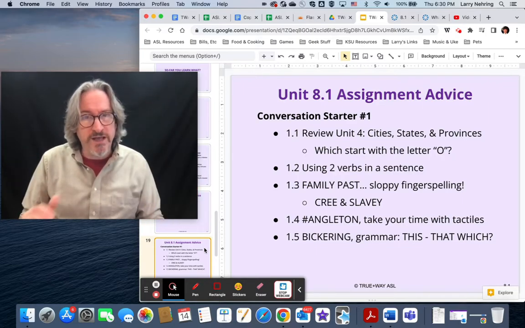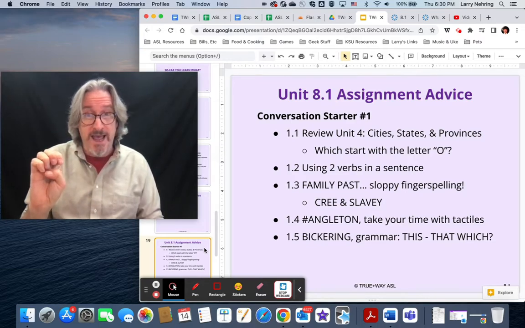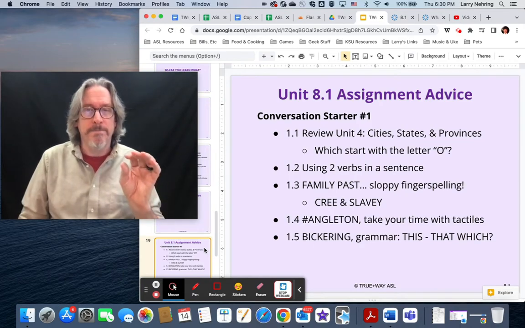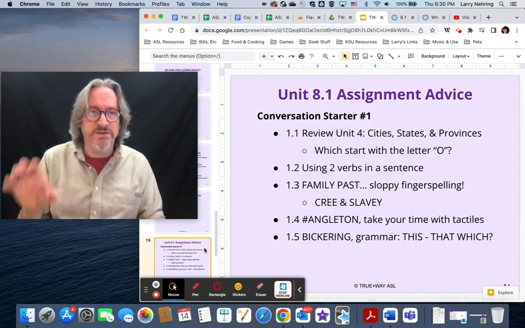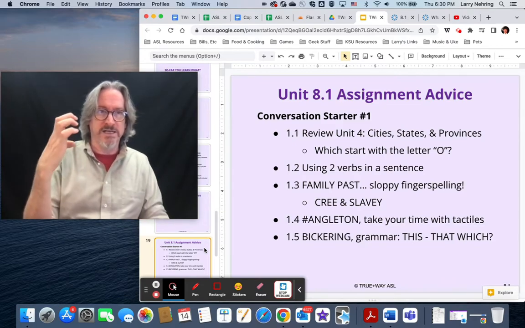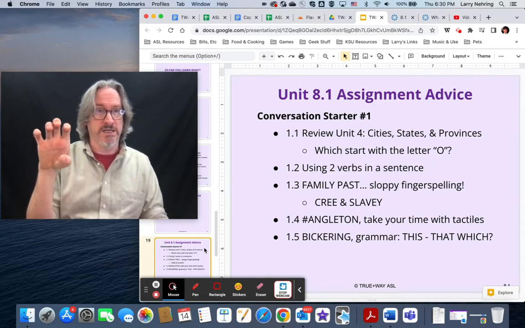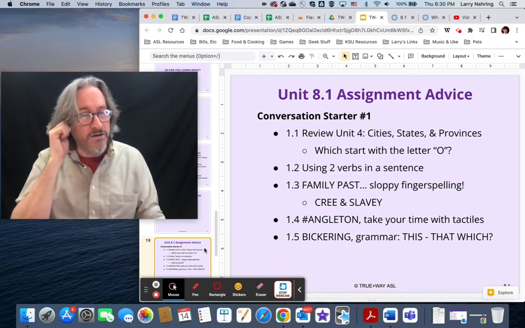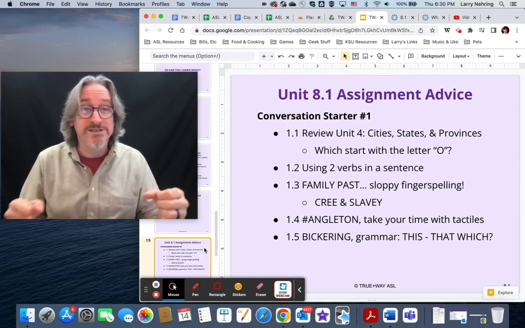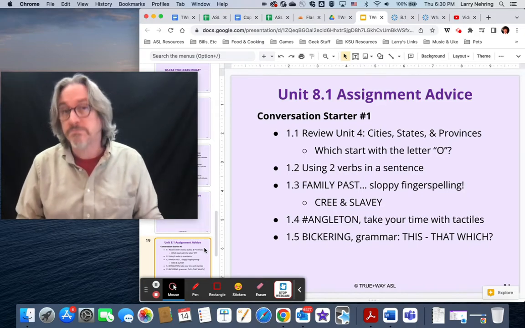The two that get fingerspelled are Cree and Slavey. The hard thing is if you notice that this guy doesn't bend his E, it doesn't come down. It's like fingers pointing out. It almost looks like a C. So it's really unfair. Try your best. Now that you know what it is, look for it and see the hint of the letters.